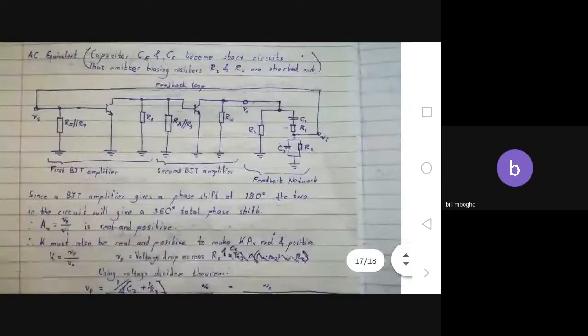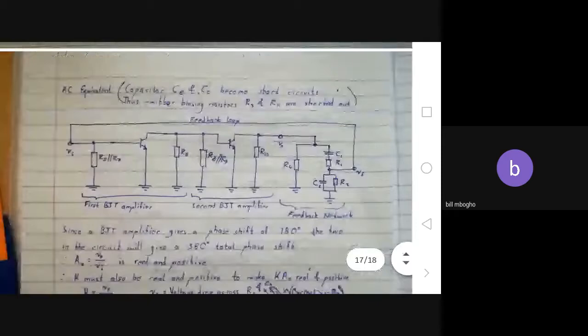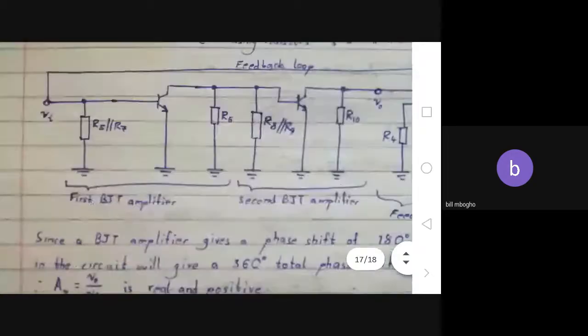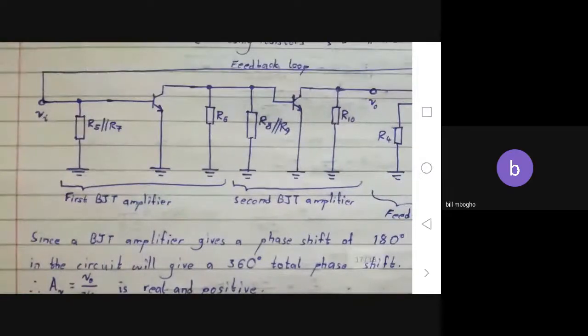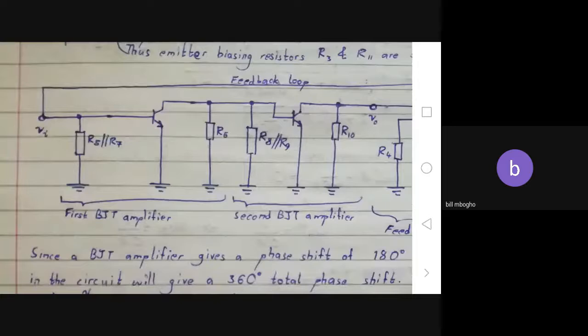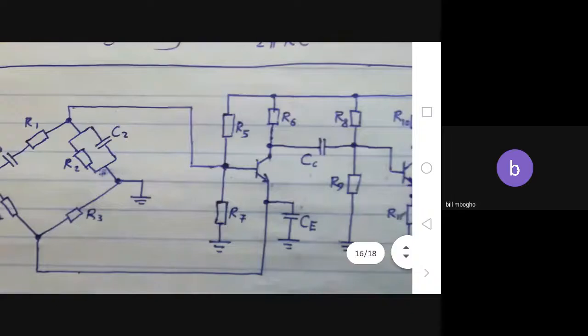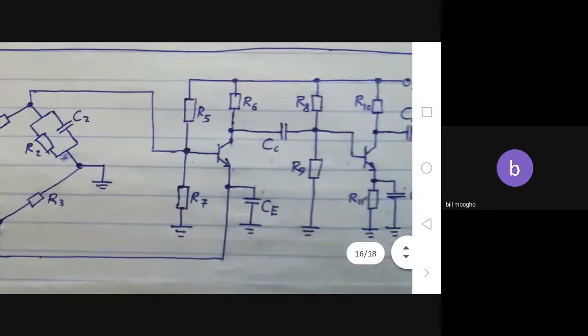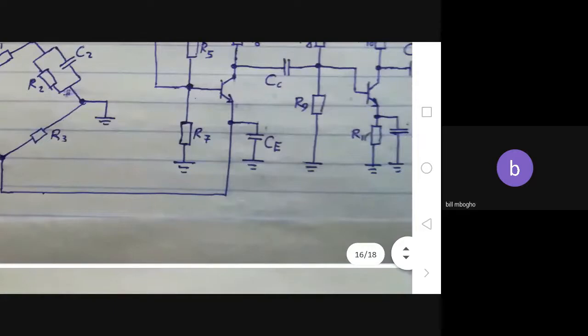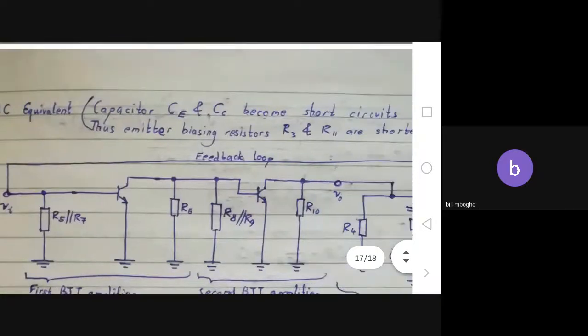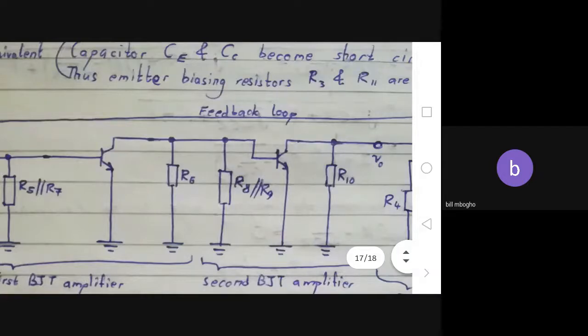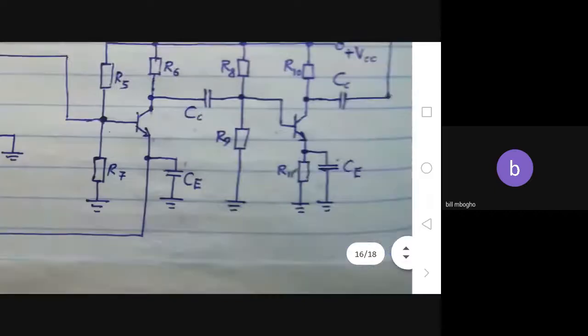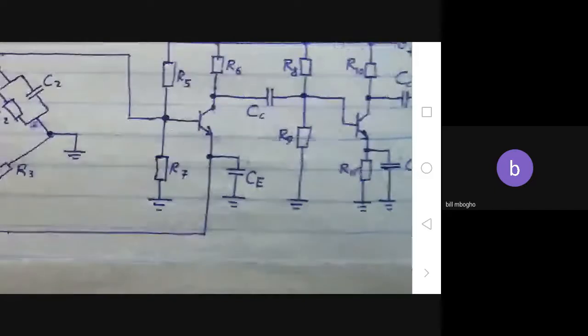Okay, here is the AC equivalent. So that's more or less the first thing you always do for these questions. You draw the AC equivalent, and you'll have R5 in parallel with R7 at the beginning, then the first BJT. Then this is R6, I think. Yeah, R6 going to ground because VCC goes to ground, and the other side is shorted to ground because of CE.